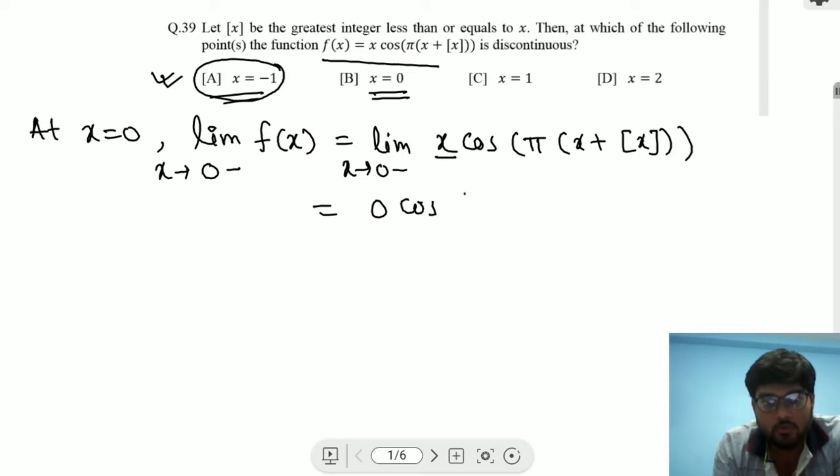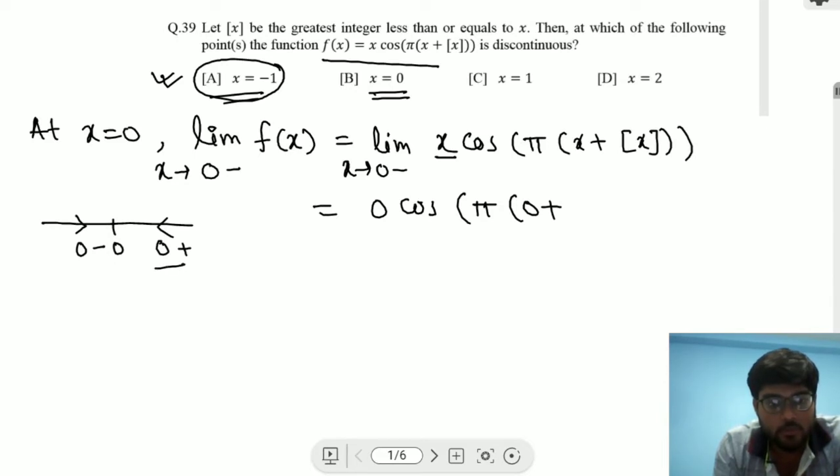So 0 cos pi into 0 plus, now the value which tends to 0 from the left hand side. So this is 0 over here, and this is 0 minus, and this is 0 plus. From the left hand side we are approaching 0, which is 0 minus, and from the right hand side we are approaching 0, which is 0 plus.